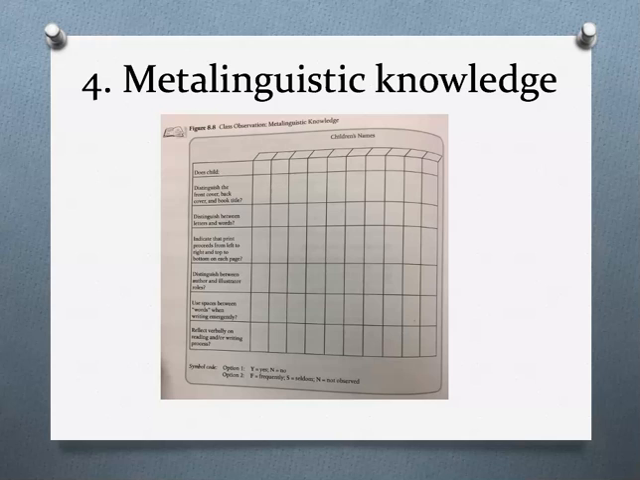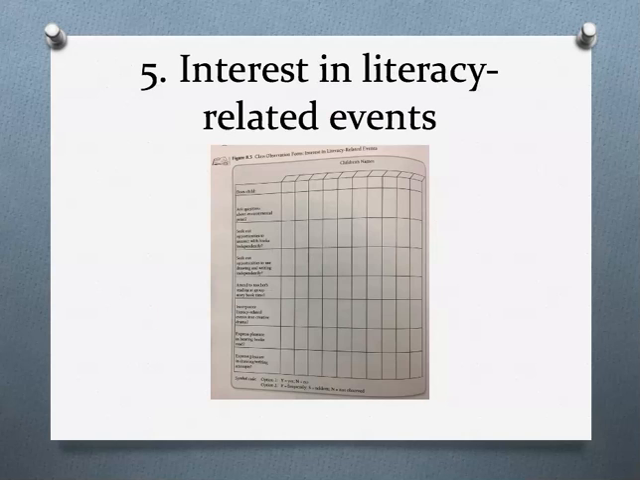So this is knowledge about language and literacy. And again, you would write the date on top and you would check it with either a yes or no or a frequency scale. Then we have the interest in literacy related events checklist. And in this checklist, you would be looking at: does the child ask questions about environmental print?